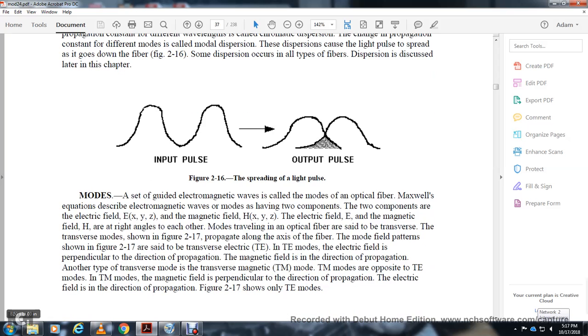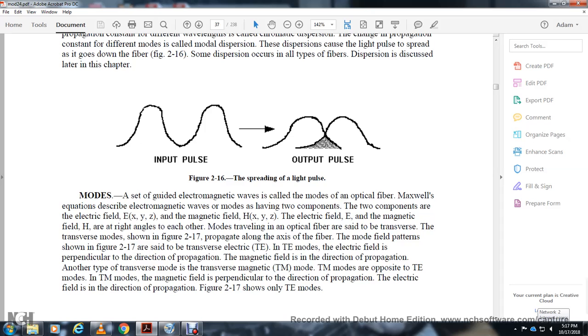The guided electromagnetic waves are called the modes of the optical fiber. Maxwell's equations describe the electromagnetic wave of the modes, which have two components: the electric field E with components x, y, and z, and the magnetic field H with components x, y, and z. The electric field and the magnetic field are at right angles to each other.